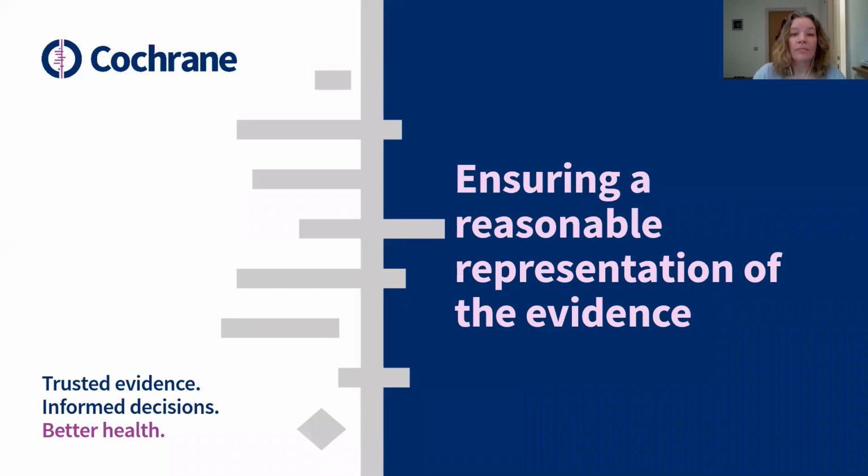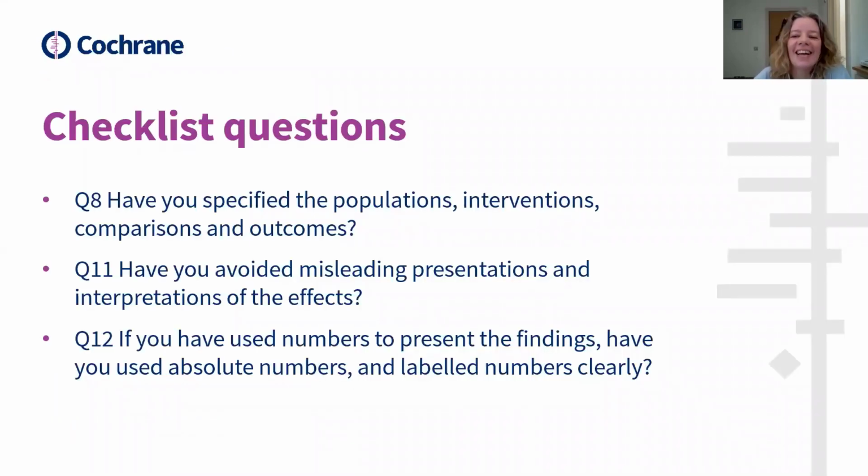Okay, so today we're talking about ensuring a reasonable representation of the evidence. Sorry, bear with me, just sorting out my slides. There we go. So these are the checklist questions that relate to this. Have you specified the population, interventions, comparisons, and outcomes? Have you avoided misleading presentations and interpretations of the effects? And if you've used numbers to present the findings, have you used absolute numbers and labelled them clearly?